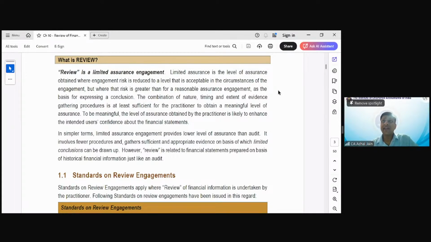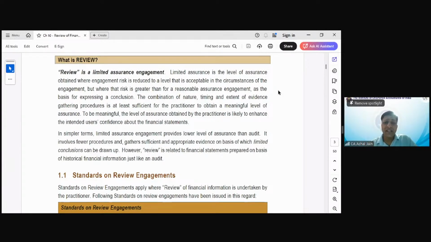And that's because the extent of testing is required to be lower. Why? Because the assurance is now going to be lower, because the procedures are going to be lower. So that's why the work is going to be reduced. So we can say that this is how we can differentiate between audit and review.